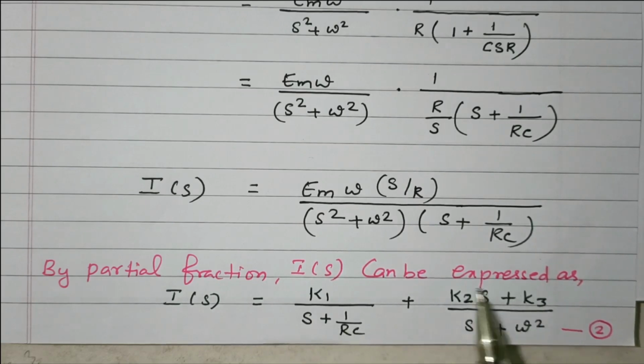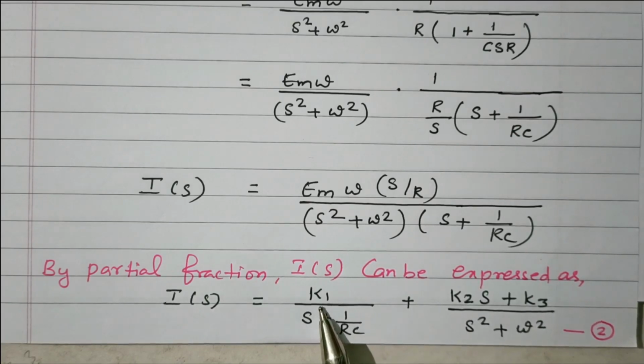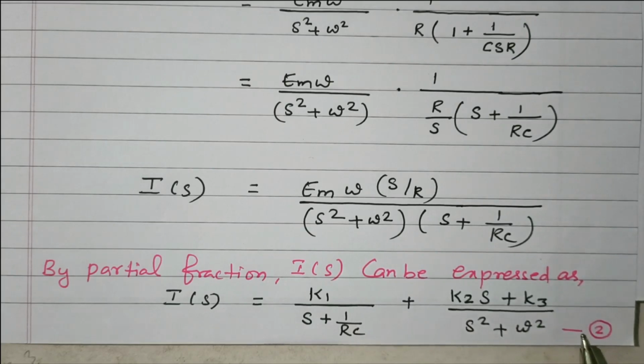In this term we can easily take the inverse Laplace, 1 by s plus a. This is s square plus omega square, right? So we are going for partial fraction. But we need to find the values of k1, k2 and k3. Take this equation number 2. Now we'll see how to find the k1, k2 and k3 values.